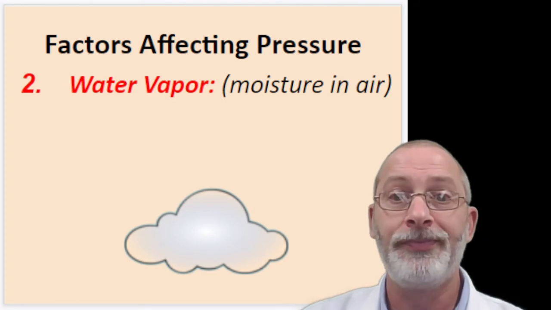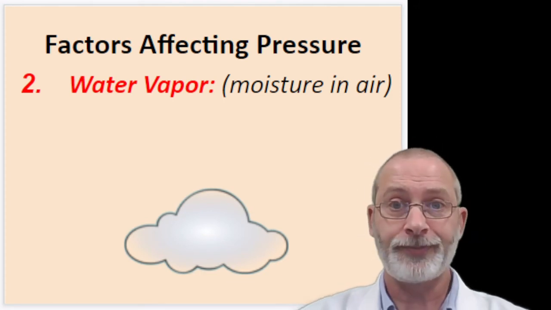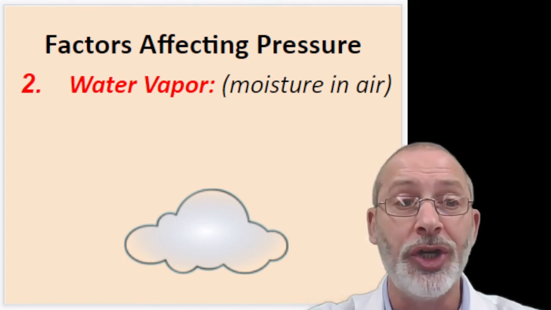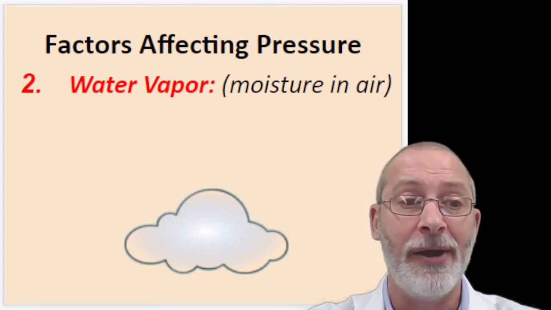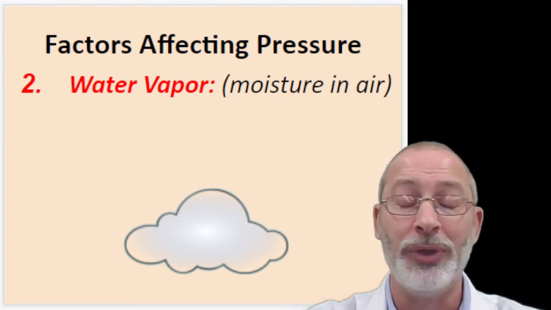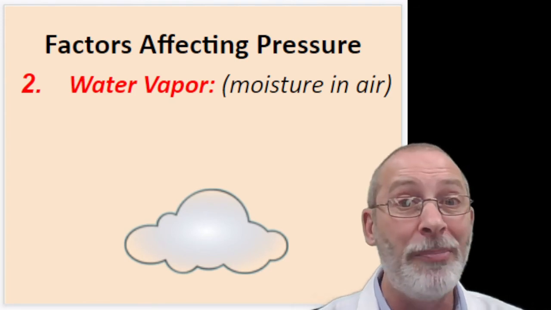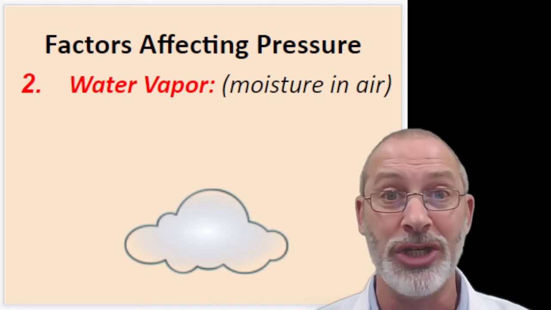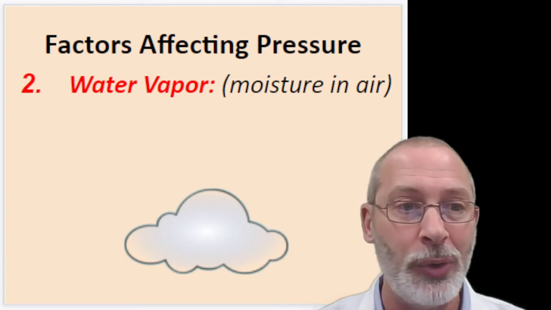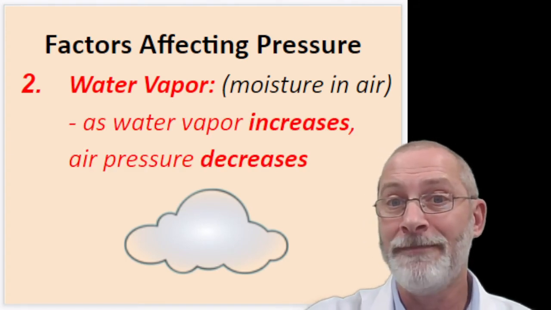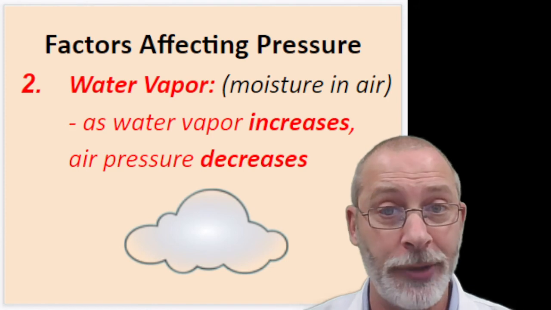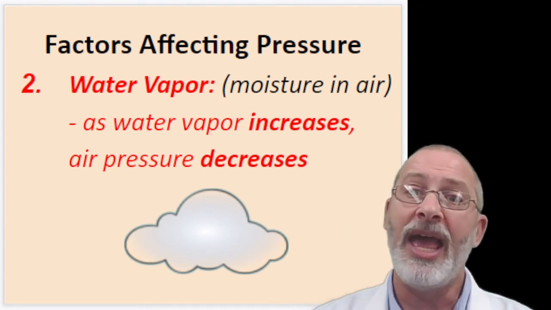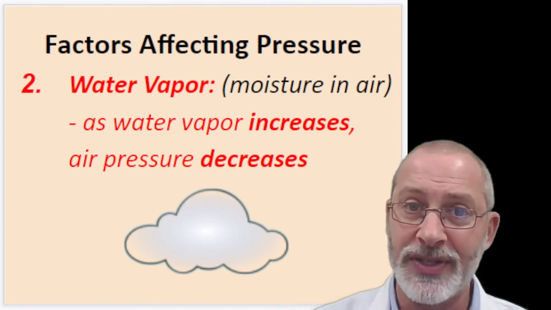Factor number two, water vapor. Water vapor describes how much moisture is in the air. During wintertime, it's really easy to see water vapor when you breathe on a cold window. All of that condensation is a result of the water vapor that you are breathing out. Now, here's the connection to pressure. As water vapor increases, air pressure decreases.